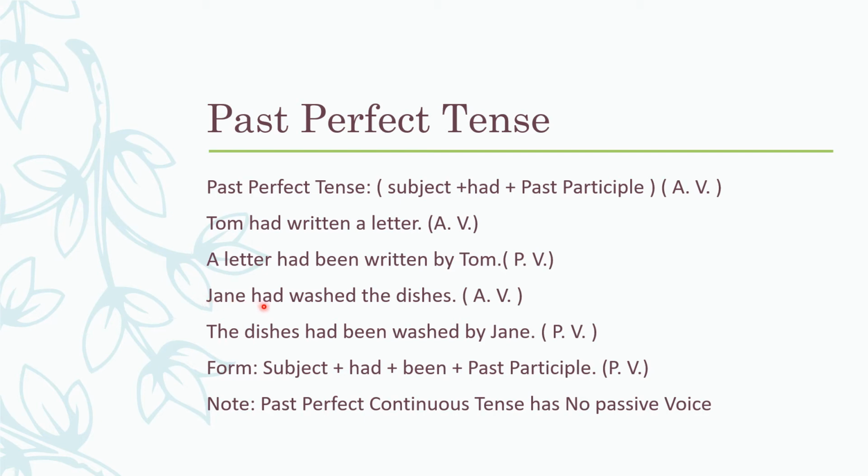The next sentence, Jane had washed the dishes. This is in the active voice. Subject, had, and this is the past participle. The dishes is the object. The object in the active voice becomes the subject. So the dishes. And the subject in the active voice becomes the object in the passive preceding by. Then you will use had, been, and the past participle. See here, had, been, and this washed is the past participle. So the sentence in the passive voice, the dishes had been washed by Jane.